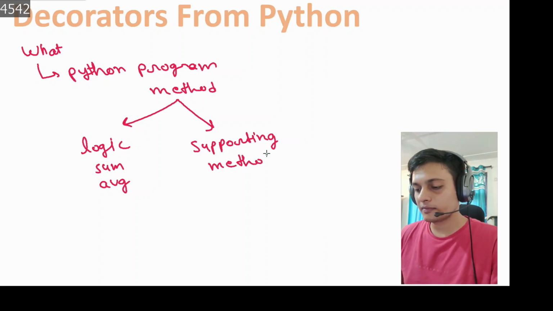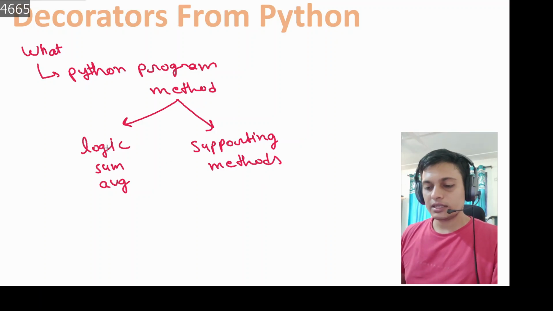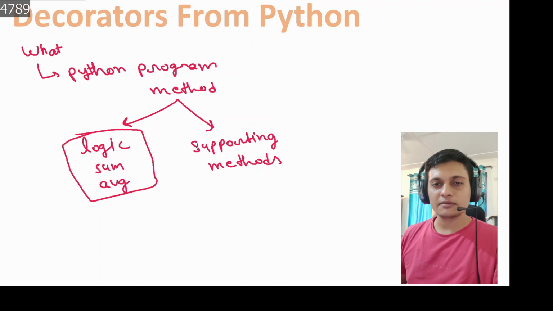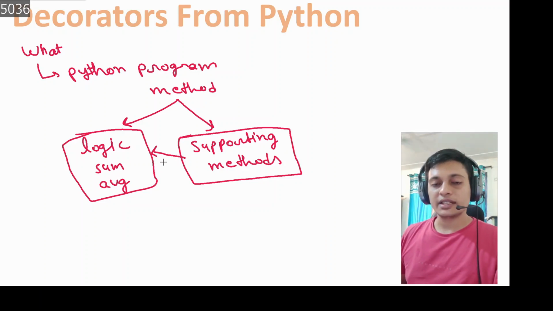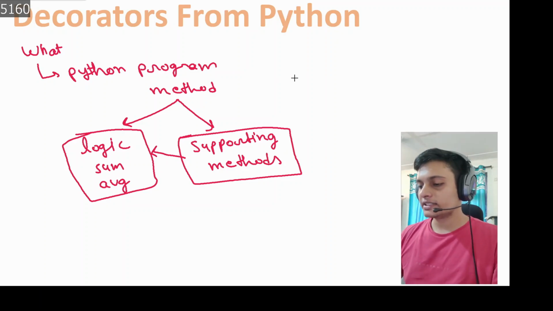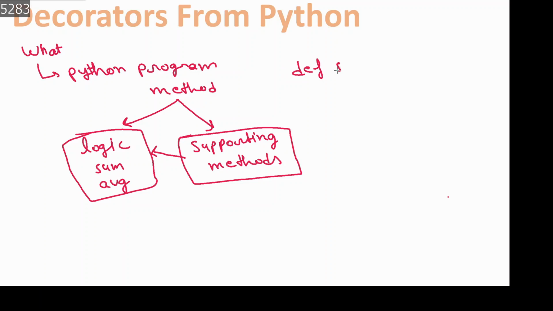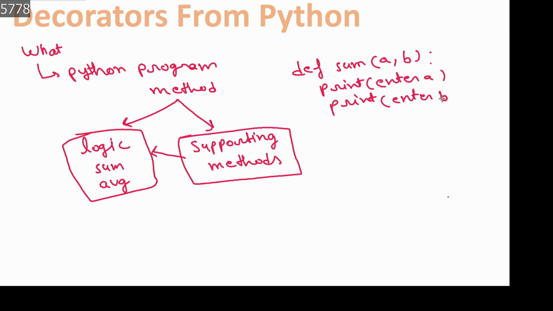But what are these supporting methods? There is one method in which you write your logic, your sum, your average, and there are these supporting methods. How can these supporting methods help the method in which you wrote your logic? Let's say you have one method, def sum(a, b), in which you ask the user to print enter a, then print enter b, and then you use sum equals a plus b, and then you print sum calculated, and then you return.